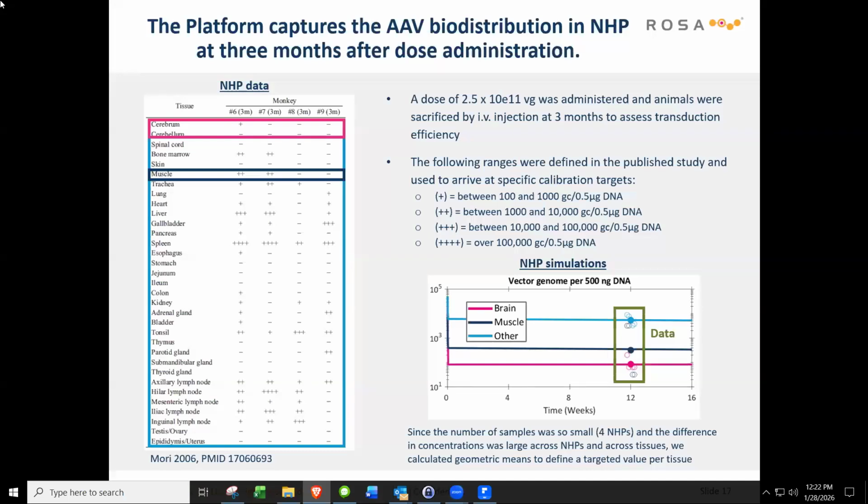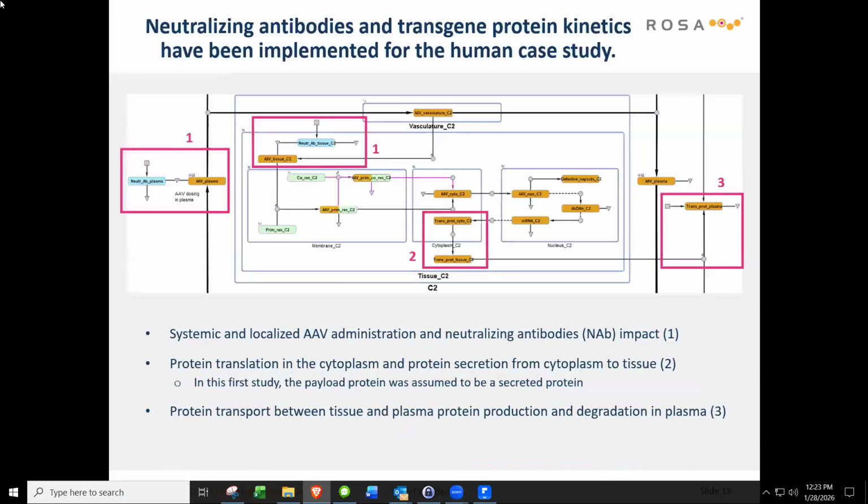So we have the simulations in the bottom right figure. The empty circles in the plot around the solid circles represent all these 4 primates, and the solid circles represent the geometric mean across primates for each tissue. And we can see we were able to calibrate parameters and fit this data properly.